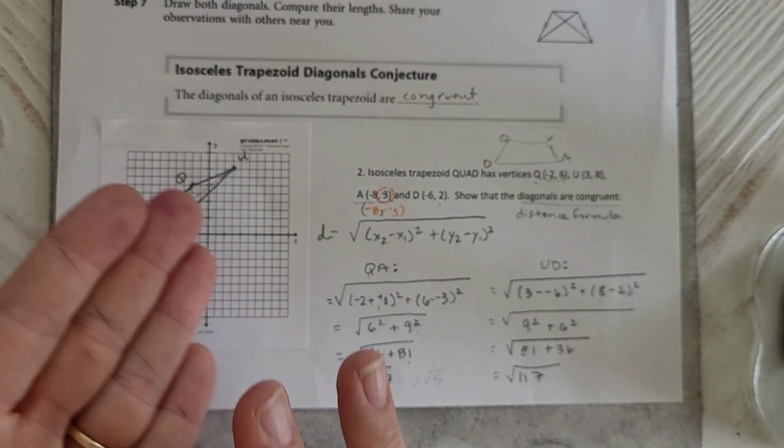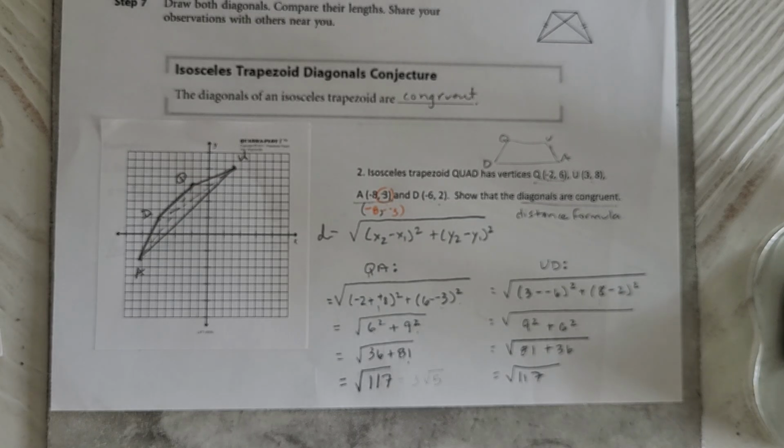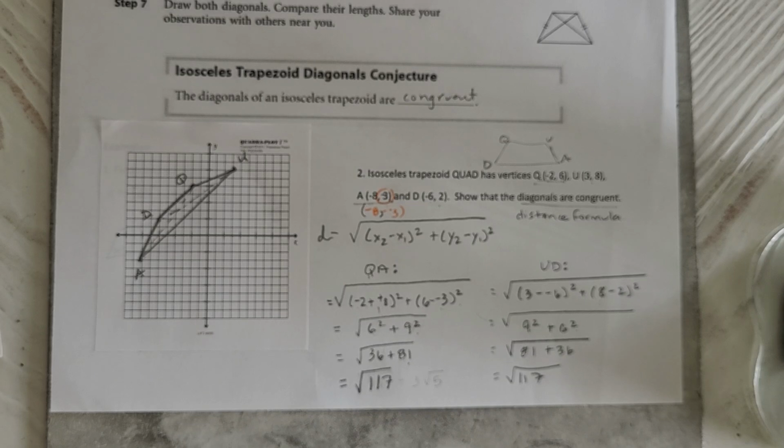And there we have it. We were able to show that the diagonals of an isosceles trapezoid are congruent, and we used coordinate geometry to do that. Great job.